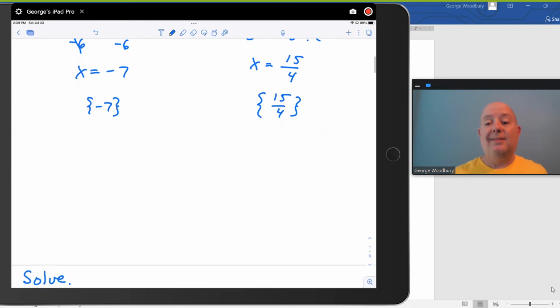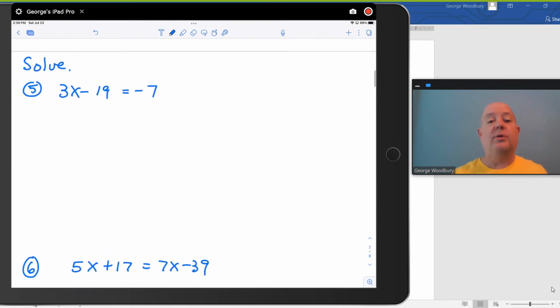Two more to go. These both involve more than one step. So here in problem 5, I have 3x minus 19 equals negative 7. So I've got two numbers attached to the variable here. I've got a 3 attached to it through multiplication, and I've got a 19 attached to it through subtraction. And we've got to figure out which one of those is more closely related to x, which one is less closely related. That's the one we're going to get rid of first.